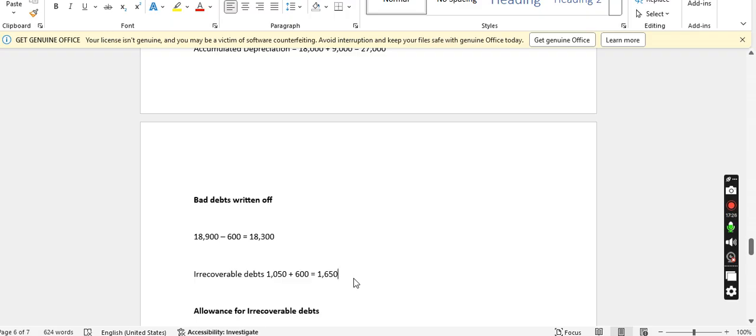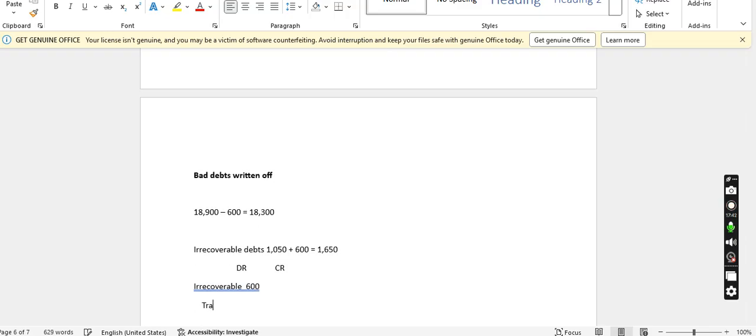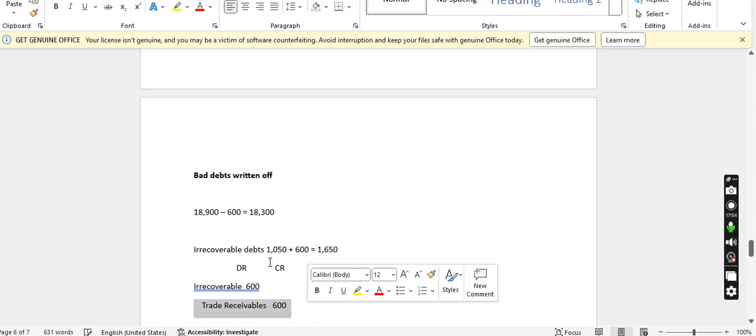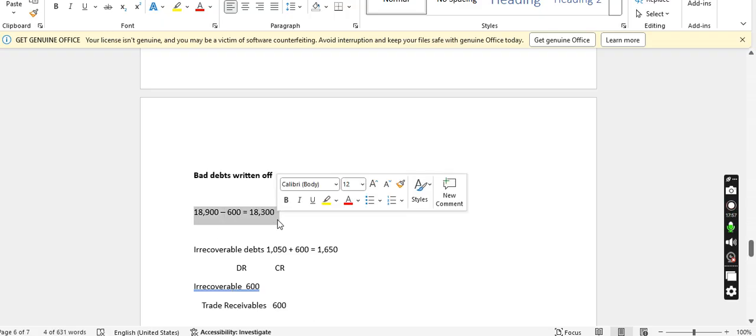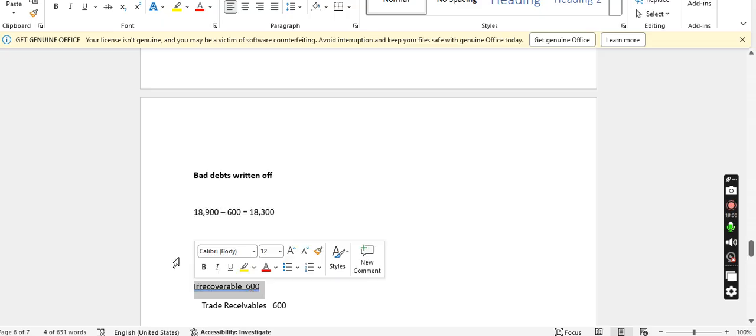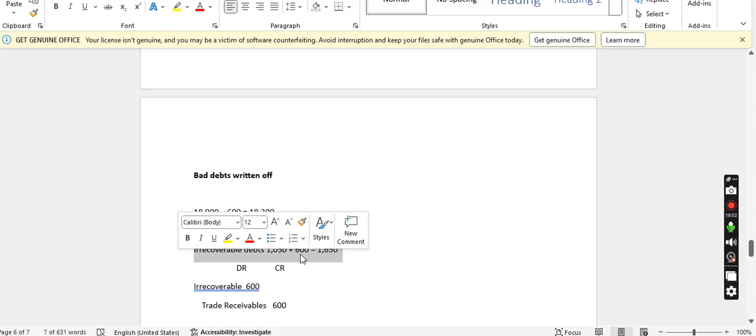the irrecoverable debts is 1,650 kwacha. So even this one, the journal entry could have been put like this: you debit irrecoverable debts 600, it's an expense. Then you credit trade receivables. You are reducing the amount for the trade receivables. So this credit entry is the one that is being represented by this subtraction here. This debit entry is being represented by this addition here.